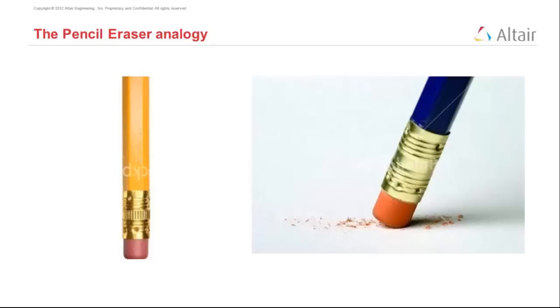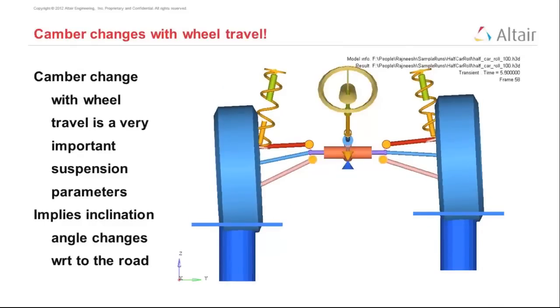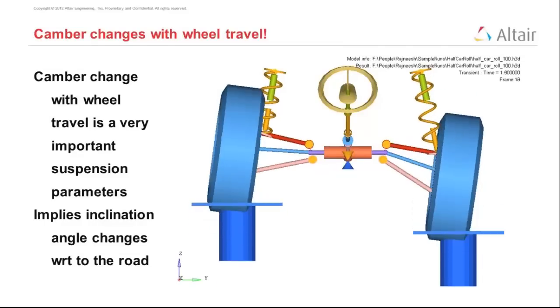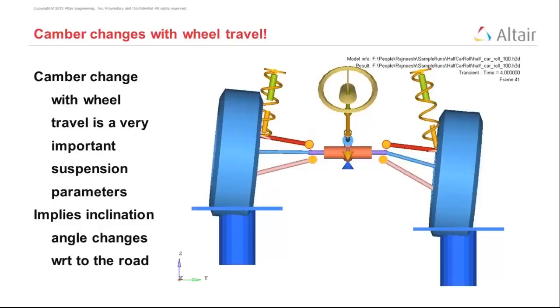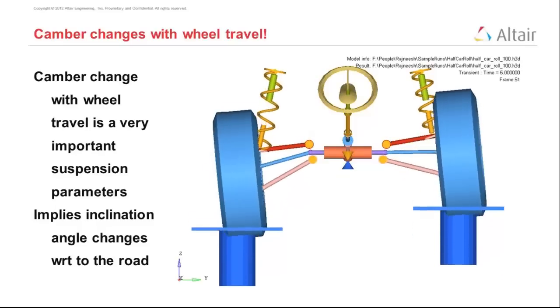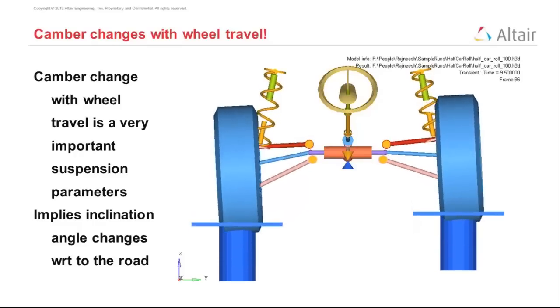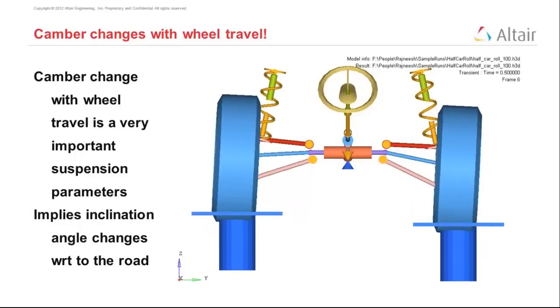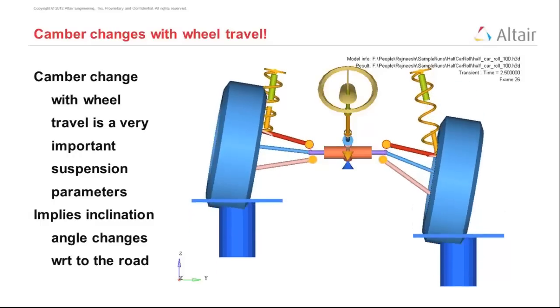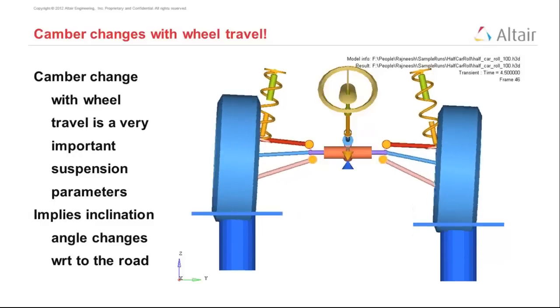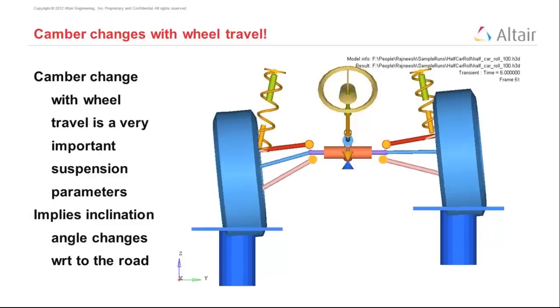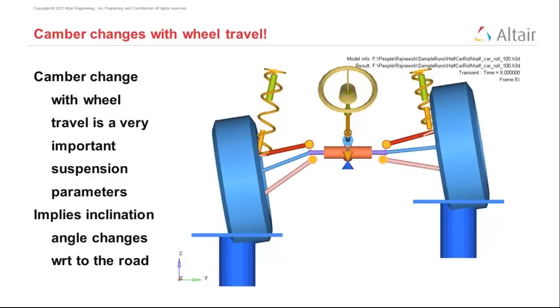Hence, a zero camber tire is almost always going to give you more grip compared to a slightly cambered tire. Camber can change dramatically with wheel travel, as you can see in this animation here. As the tire goes up and down, you can see that the camber is changing by a few degrees. The changes with respect to the road are really significant here.